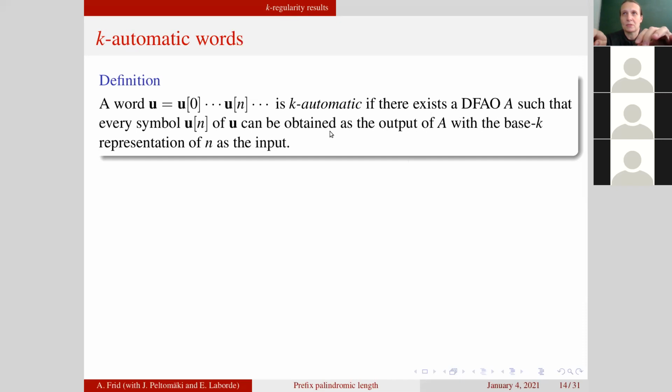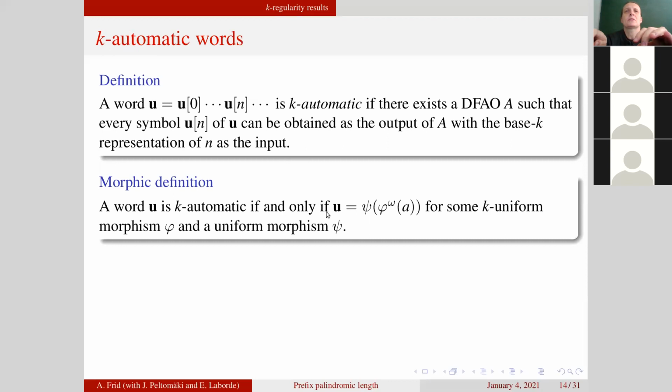An equivalent definition is that a word is k-automatic if and only if we have some k-uniform morphism, its fixed point, and then another uniform morphism, psi, such that our word is the psi image of the fixed point of phi. Attention here, normally psi can be taken to be a coding, a uniform morphism of length 1. Here we do not need this condition. We need phi, psi to be longer. It is all equivalent anyway.